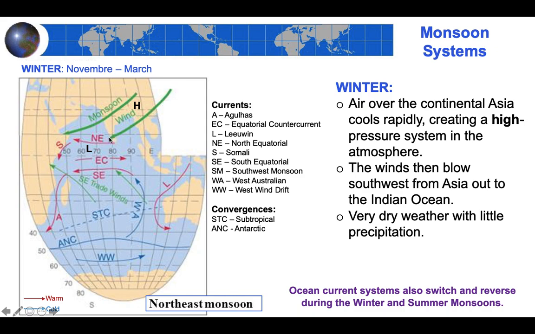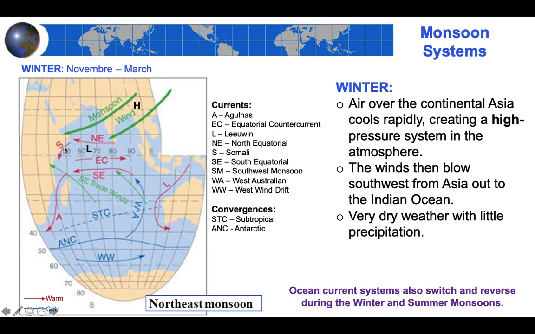So because of this pressure gradient now, and remember, atmospheric winds always blow from high pressure to low pressure systems. So we have these strong winter monsoon winds blowing from the continent into the Indian Ocean, and that basically brings very dry weather and almost no precipitation in the wintertime in the Indian subcontinent. And notice that these strong winds are affecting the subtropical gyre in the Indian Ocean.